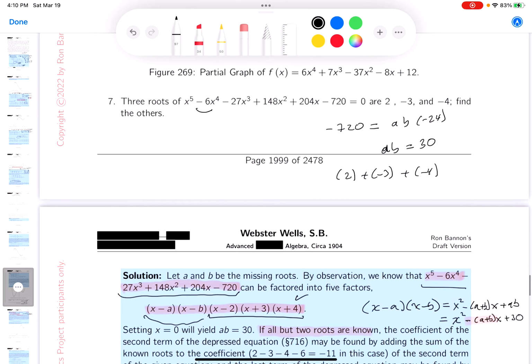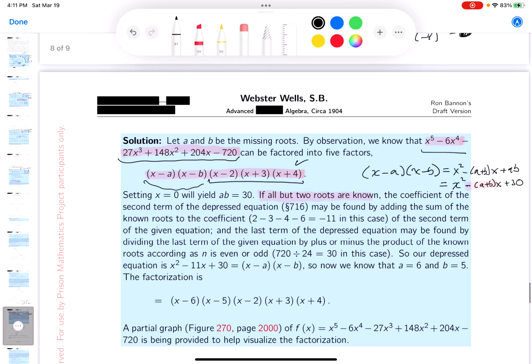Minus 11. I'm sorry, minus 6. I'm thinking minus 11 for some other reason, by the way. What do you get over here? 2, minus 1, minus 5, minus 11. All right? So what's this over here? This could be x squared minus 11x plus 30.